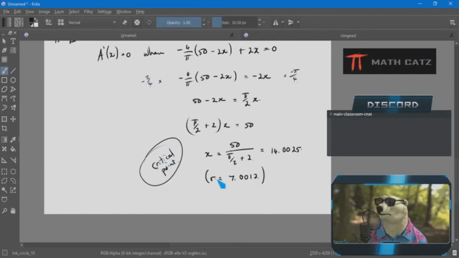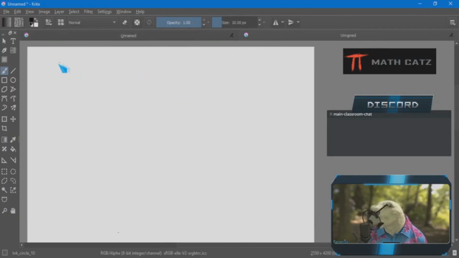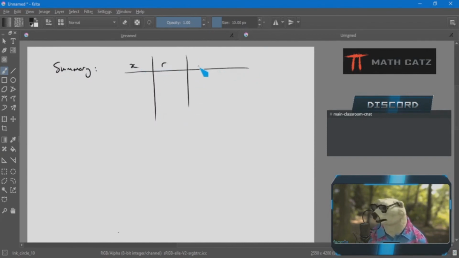And I will definitely have to find the area. But I also have to make a summary of, let's say maybe x. Maybe I want to go to the original function, whatever version works, right? So my critical point was 14.0025 rounded, and r was 7.0012. Very close, but those decimals could matter.